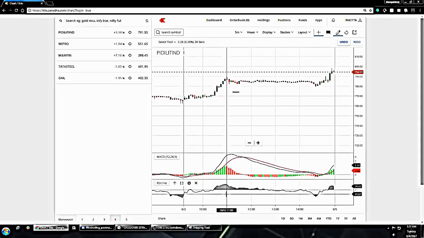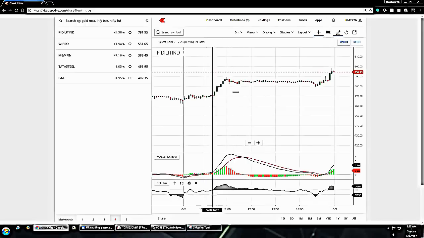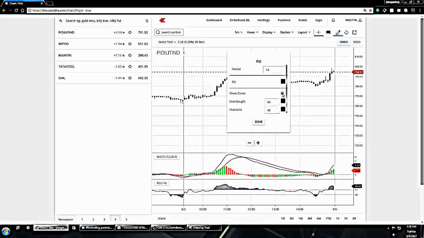Now how do we use it? The rule says when the RSI line crosses 60, we go long, and when the RSI line comes below 40, we go short. You see that when the RSI line crosses 60, this particular area goes gray, and when the RSI line crosses 40, this particular area goes gray. How do I do it? You go to settings, you check the show zones checkbox.